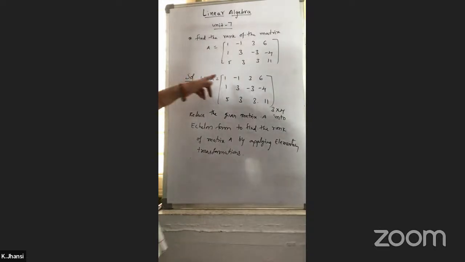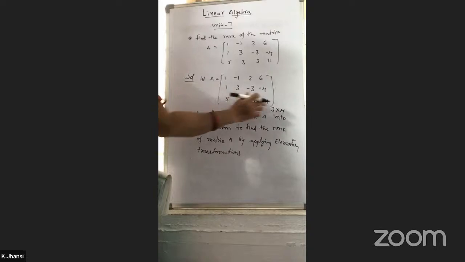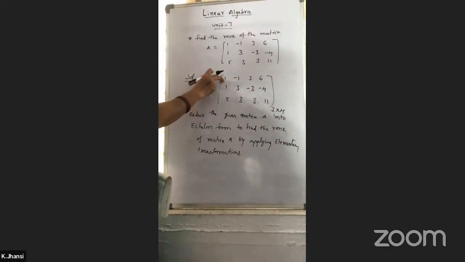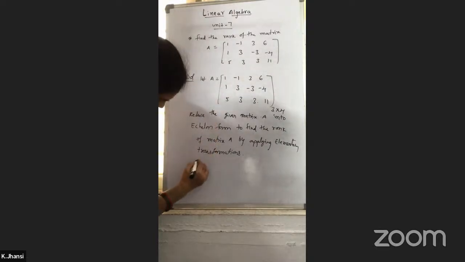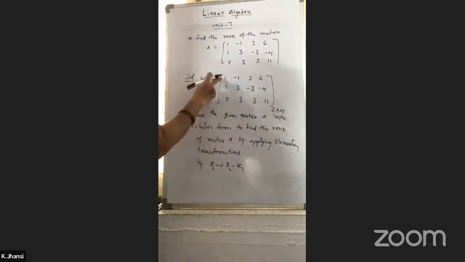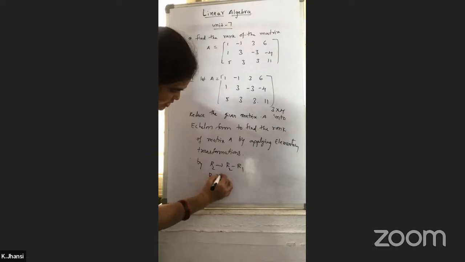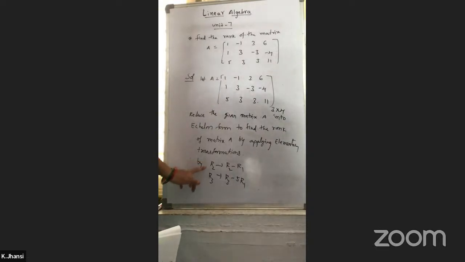Okay. So here 1 is already there. You have to convert this as 0 and also this as 0. This is R1, this is R2, this is R3. So R2 minus R1 and next R3 minus 5 R1. So this will become 0. At a time we can do it. So R2 becomes R2 minus R1 and R3 becomes R3 minus 5 R1. By applying these two elementary transformations, we are converting this one and this one to 0.